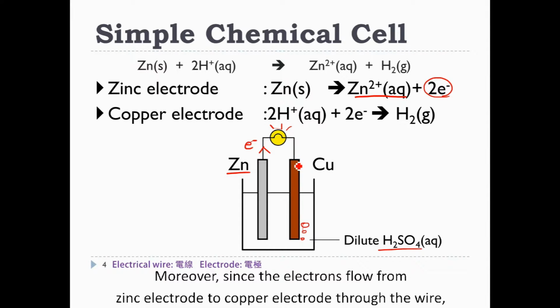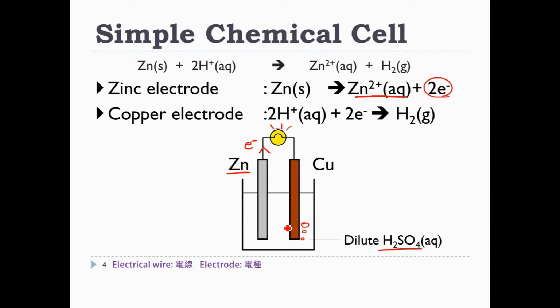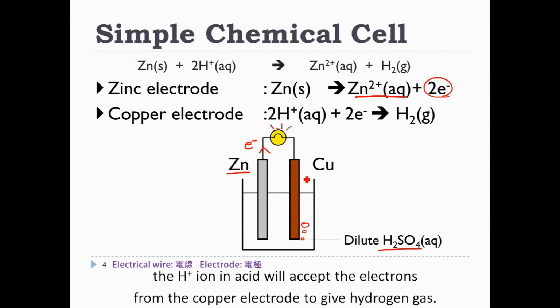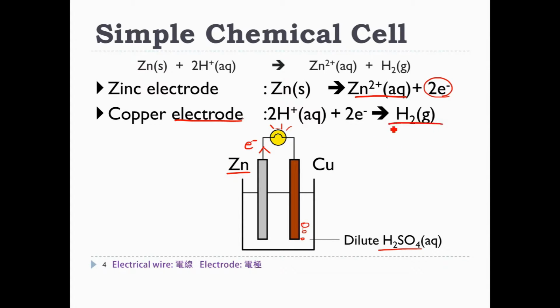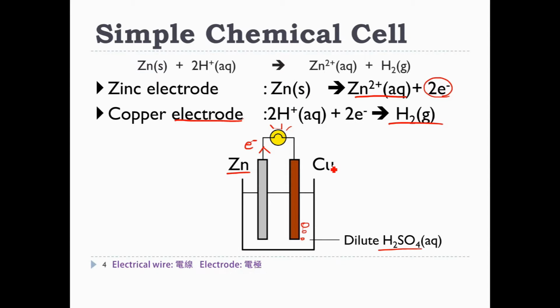Moreover, since the electrons flow from zinc electrode to copper electrode through the wire, another half equation should describe the situation on the copper electrode, that is, the H+ ion in acid will accept the electrons from the copper electrode to give hydrogen gas. So we have demonstrated the theory of this simple chemical cell.